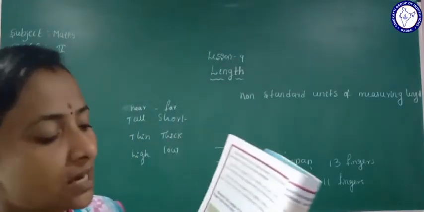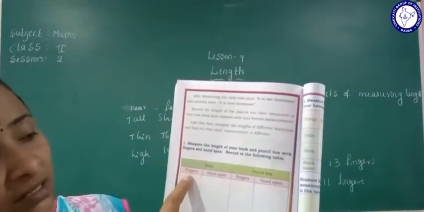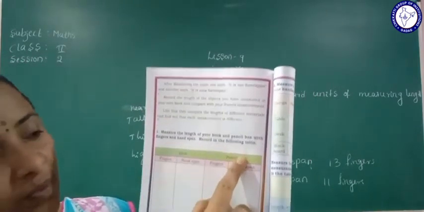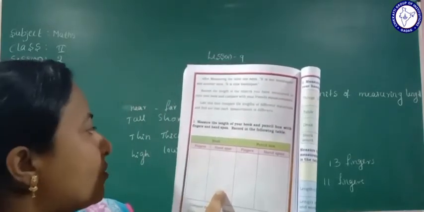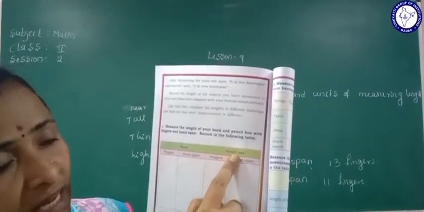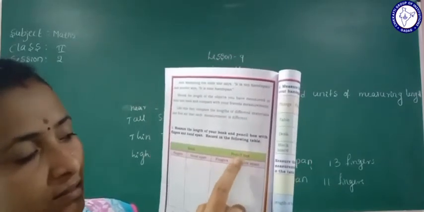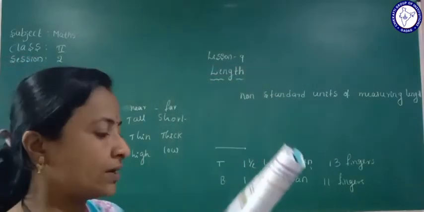You will try to find out the size of the book. So measuring the book here and the pencil box. See, fingers 13, hand span 1.5. Then next, the pencil box, which I didn't take, you can take and measure here. In the pencil box, fingers 11 and hand span 1 hand span.